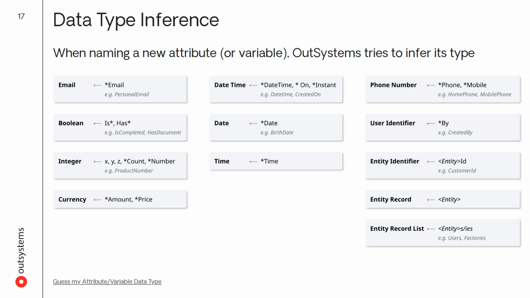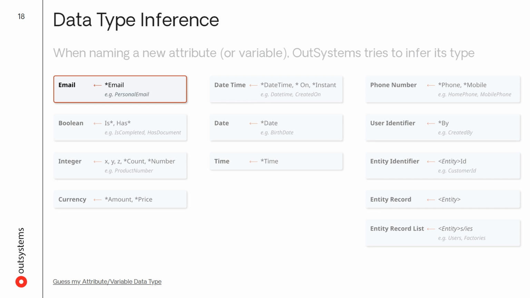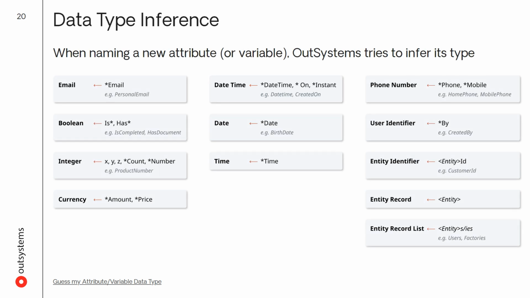Quite a few patterns are detailed here. For instance, if we go ahead and set the name of a new attribute to personal email, the data type would automatically be set to email. Another example is if we set the name to created on, in which case the data type inferred will be datetime. These are a few examples, and as you move along you'll get more used to leveraging these accelerators to boost your development.